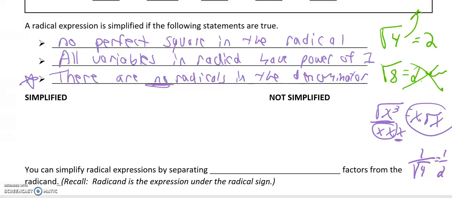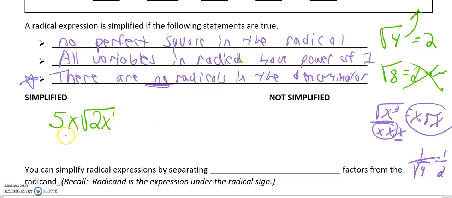So let's talk about an example that's simplified. Something that would be simplified would be like this. If I have a 5x, 2x. So let's look at the first rule. No perfect squares in the radical. Okay, well, in the radical I have a 2. That's not a perfect square. Check. All variables in the radical have a power of 1. Okay, well, here's my variable in my radical. It has a power of 1. I'm good. There is no radicals in the denominator. Well, there is no denominator, so check.